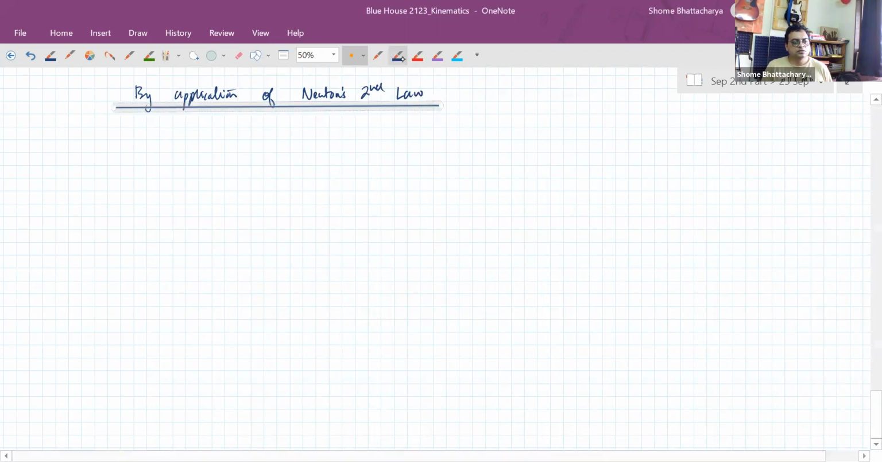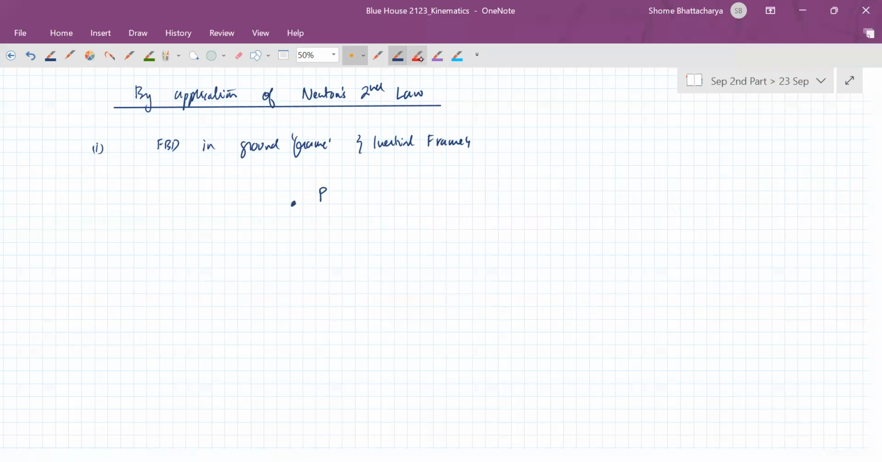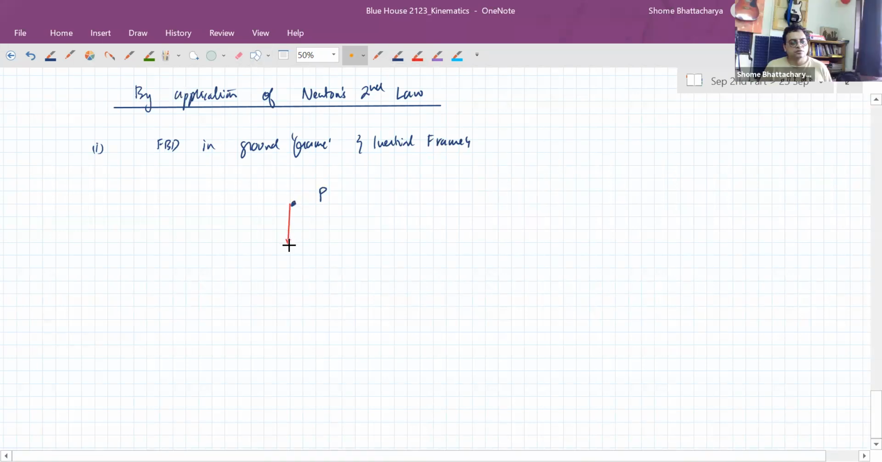you'll see that one is we can make the free body diagram in the ground frame, and that is our so-called inertial frame. So in inertial frame, when we make the free body diagram of that particle as it is in free fall, there'll be only one force acting on it. There'll be gravitational force. Nothing else or nobody else is applying any force on it. So mg is there.